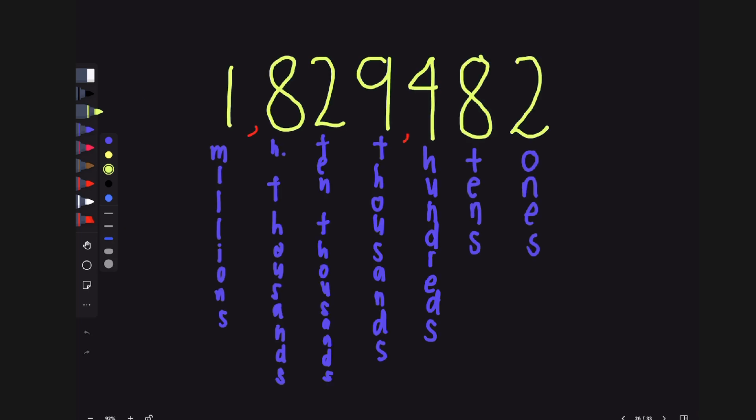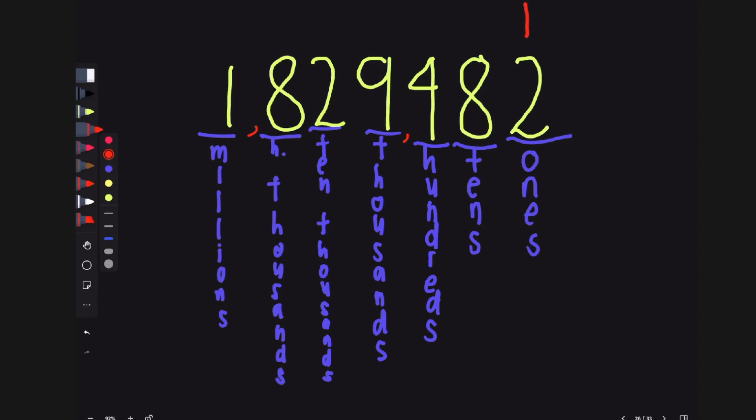So here we have a longer list of place values. We have the ones place, tens place, hundreds place, thousands place, ten thousands place, hundred thousands place, and millions. Each number in its place value will have different digits.